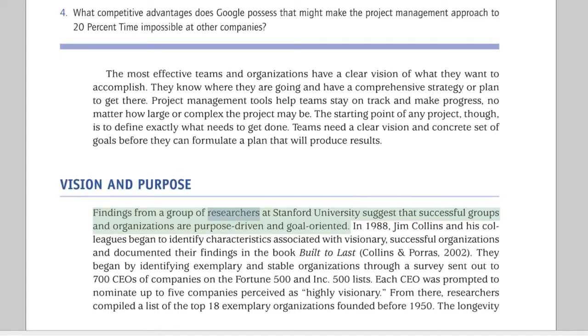Findings from a group of researchers at Stanford University suggest that successful groups and organizations are purpose-driven and goal-oriented. In 1988, Jim Collins and his colleagues began to identify characteristics associated with visionary, successful organizations and documented their findings in the book Built to Last (Collins and Porras, 2002).